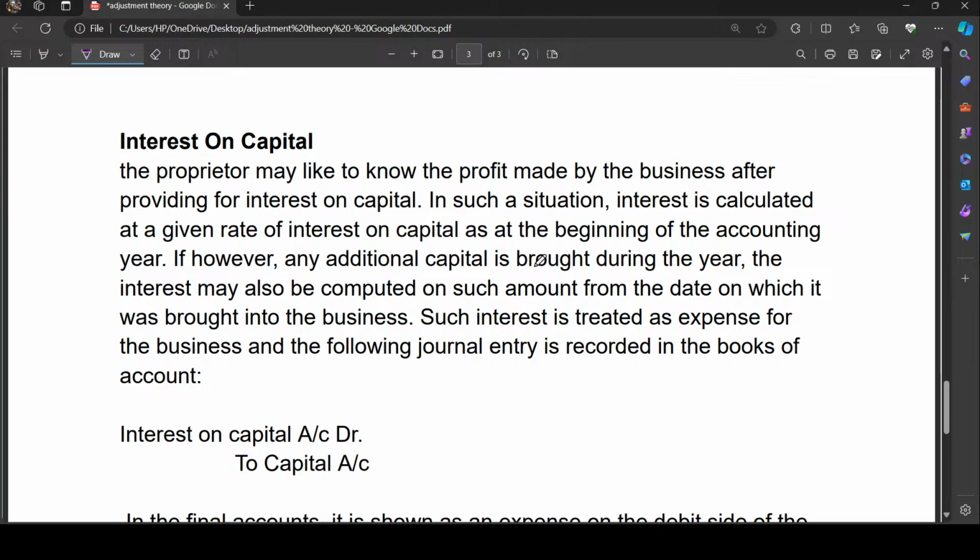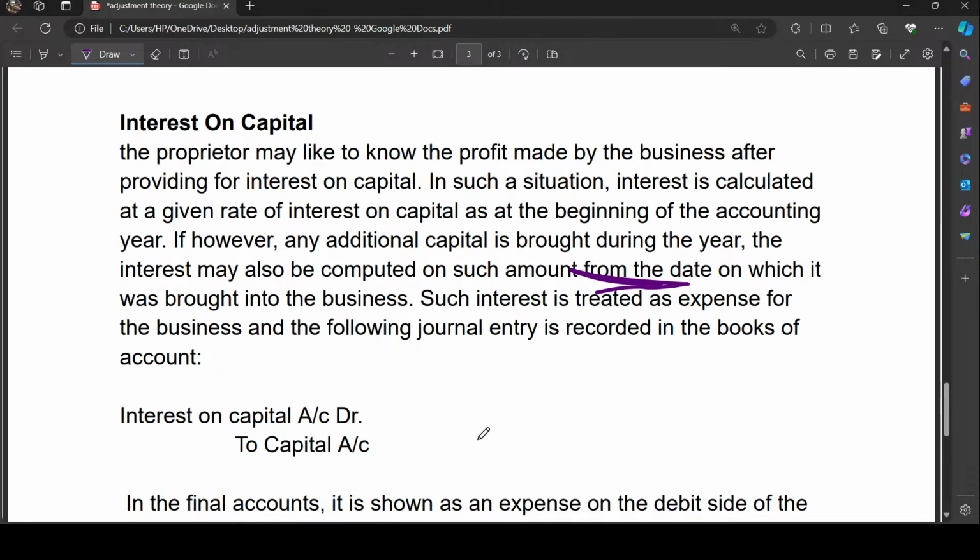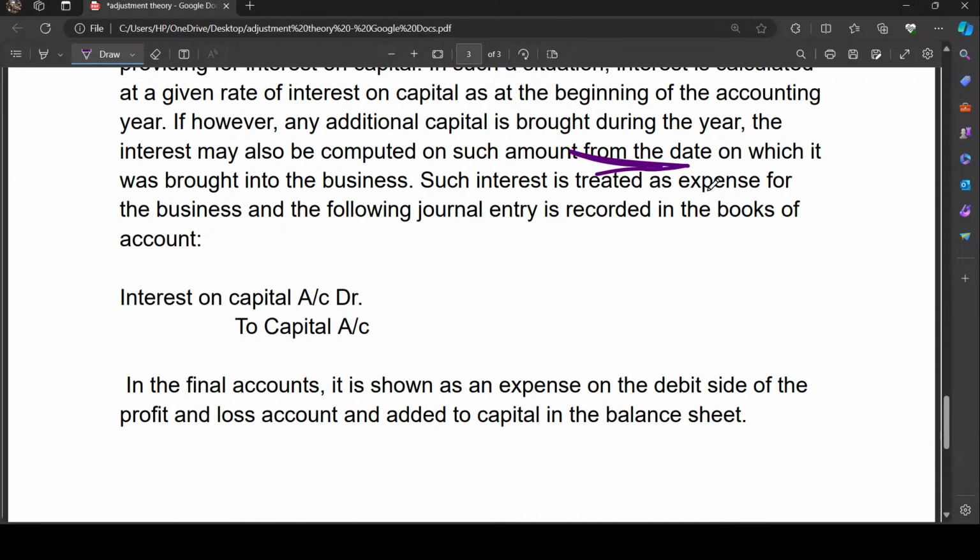not from the beginning of the accounting year, but from the date on which it was brought into the business. Such interest is treated as what? Expense for the business. Keyword: expense. It is treated as expense. So the journal entry is interest on capital account debtor to capital account.